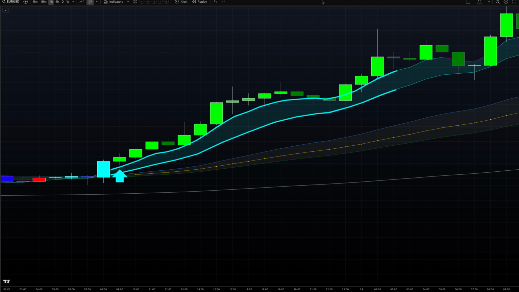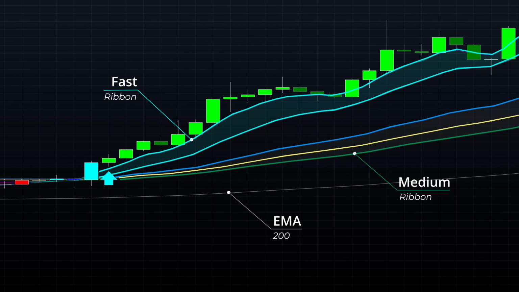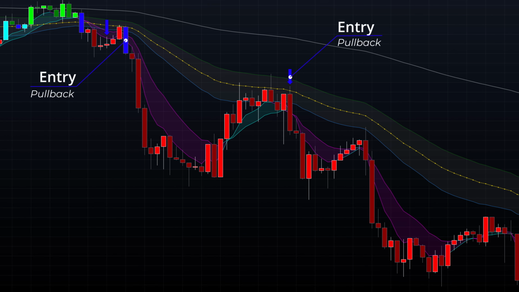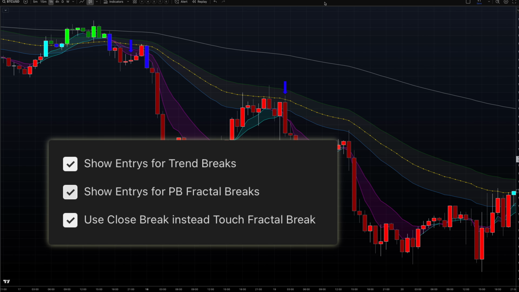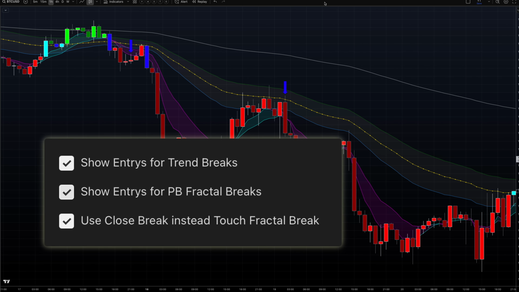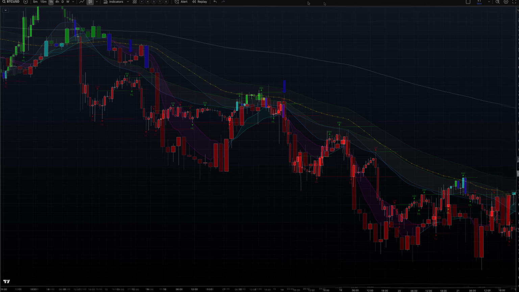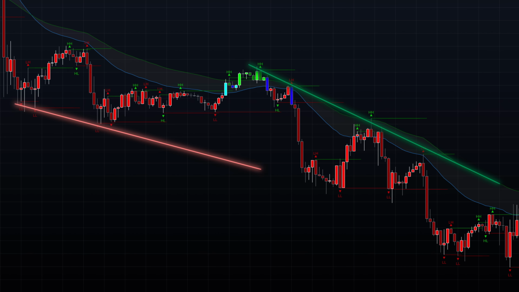The trend definition relies on proper alignment of these moving averages. Uptrends require the ribbon above signal above medium anchored MA, while downtrends need the reverse positioning. Entry signals generate when price pulls back to test these moving averages or breaks previous fractal levels after trend continuation. The system distinguishes between trend break entries, new trend formation, and pullback entries, retracements within existing trends. Pivot point detection uses customizable left and right bar parameters to identify fractal highs and lows, with additional higher high/lower low marking capabilities for trend line drawing assistance.